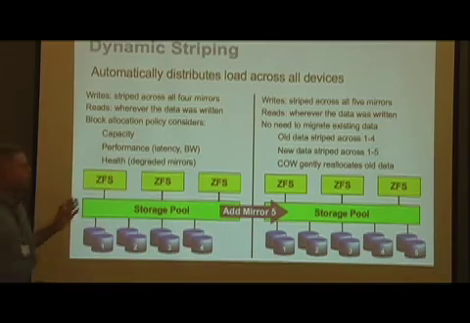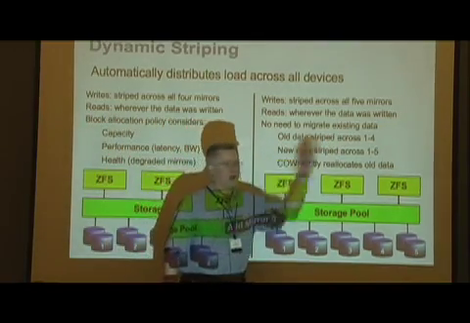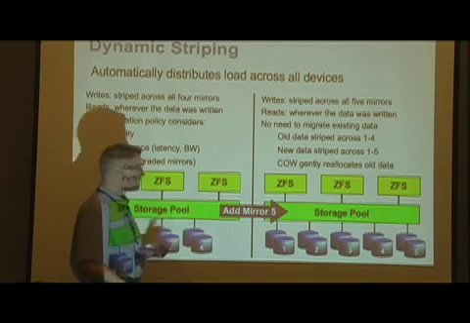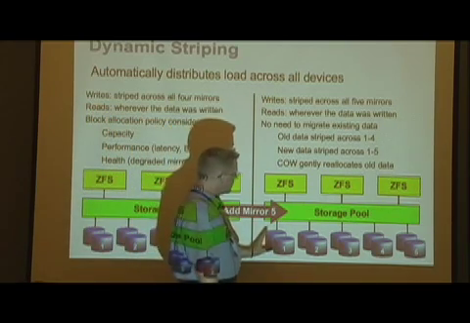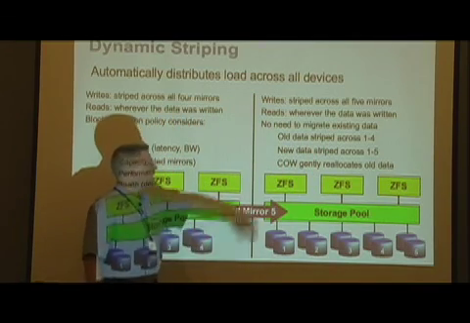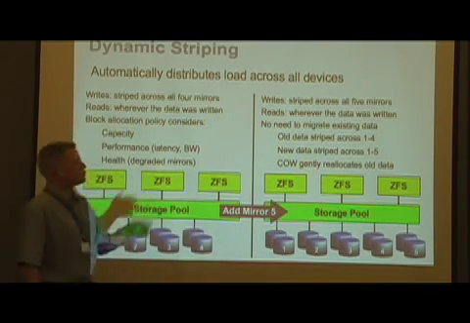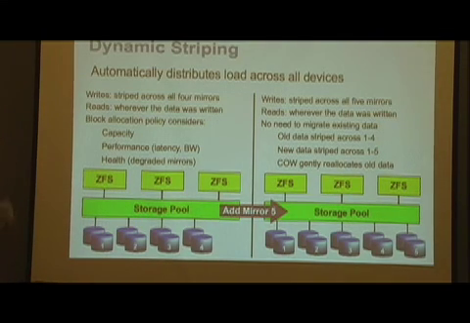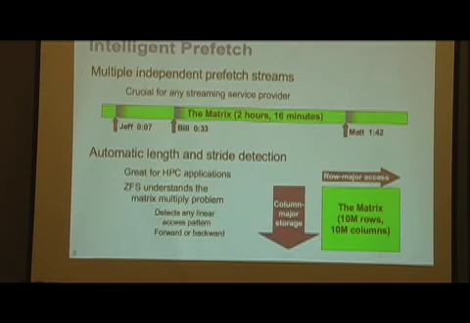So all of your old data remains striped across disks 1 through 4. You don't have to move it. All of your new data, as you're coming in with your copy on writes, gets spread across all 5 drives. And because it's copy on write, even your old data will get gradually spread across all of the drives. Just sort of a side effect of natural churn of the data.